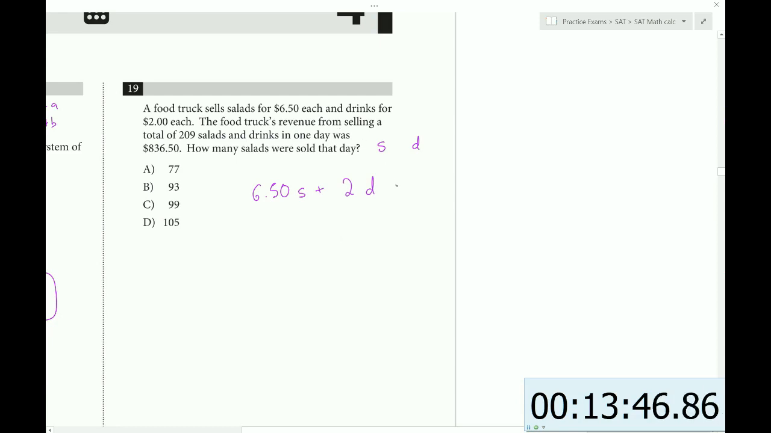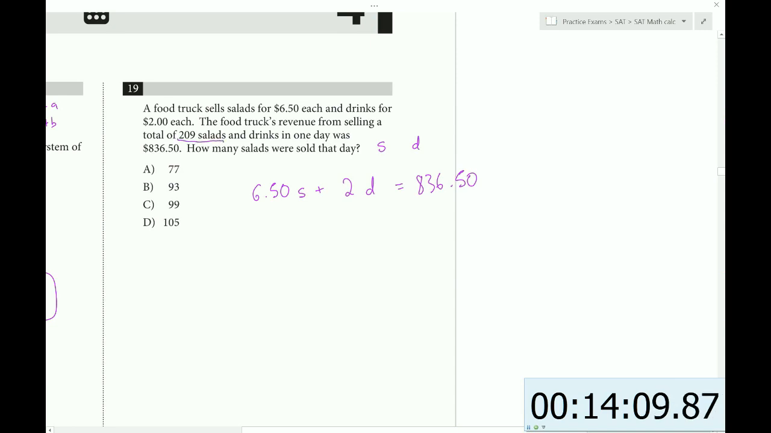The revenue is $836.50. So notice that $6.50 is how many dollars it costs for one salad, times S salads will give you the revenue made off of the salads. And this gives you the revenue made off of the drinks. This is the total revenue made. So there's our equation. Now we need another equation since we have two unknowns.